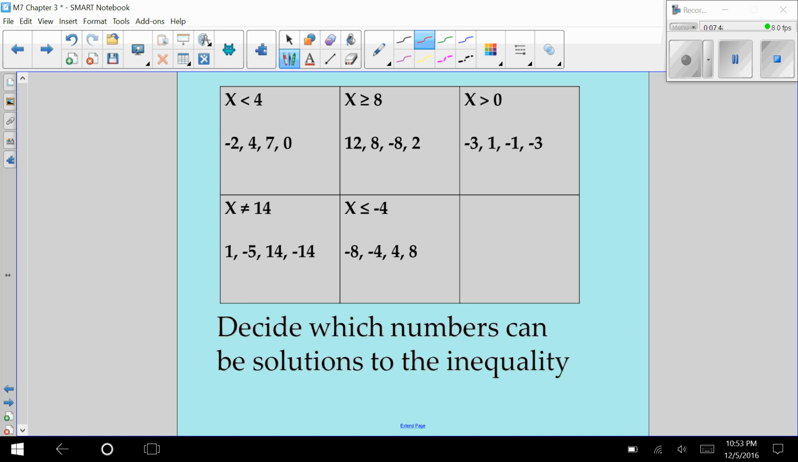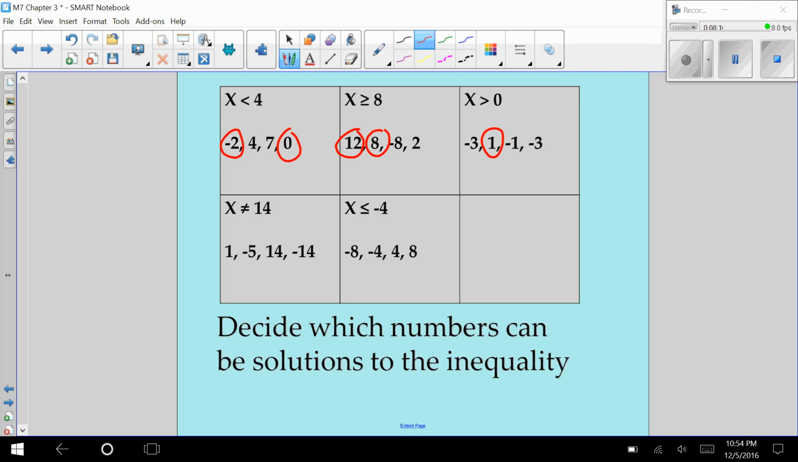All right, for the first box, x is less than 4. -2 is less than 4, and 0 is less than 4. The second box, x is greater than or equal to 8. 12 is greater than or equal to 8, as is 8. The other 2 do not work. Third one, x is greater than 0. 1 works, and that is the only one.